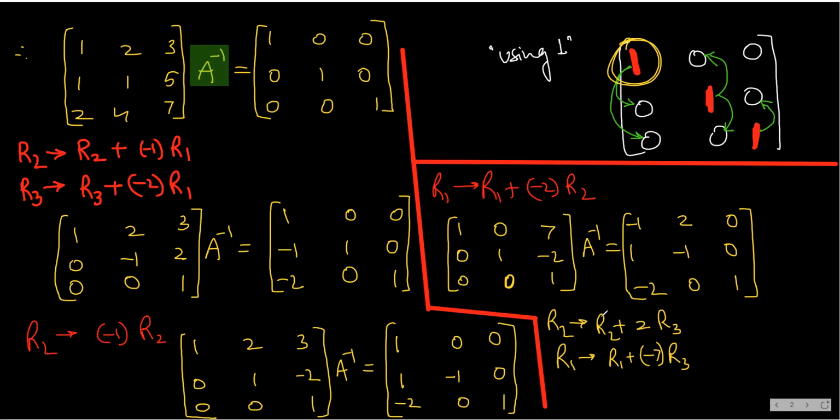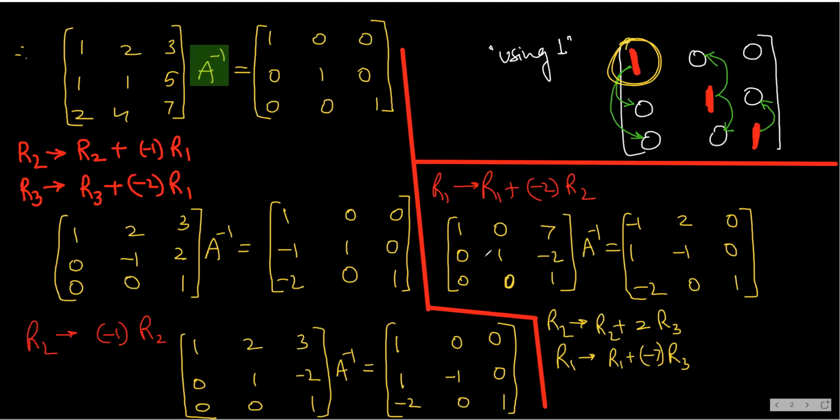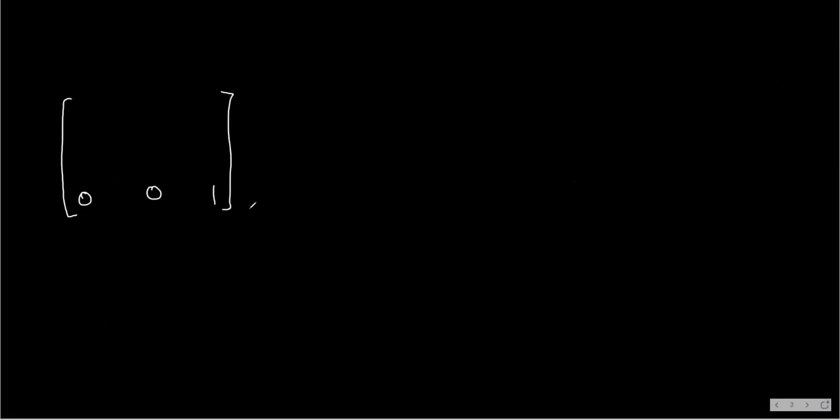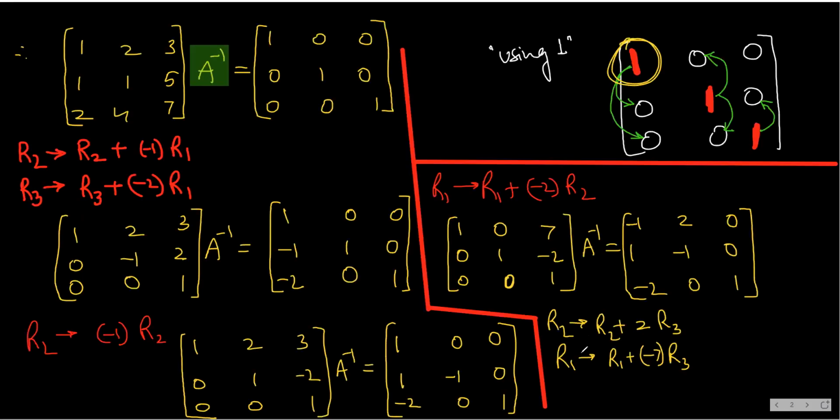So in the next step, what we will have, students? In the next step, see, I write here, R2 and R1 change, R3 will not change. So here you have 0, 0, 1, 0, 0, 1. Okay, R2 and R3 will change. What will be R2? R2 plus 2 R3. So multiply 2 in R3 and add. So you will get here 0, 1, 0. And then R1. What is R1? R1 is R1 plus minus 7 R3.